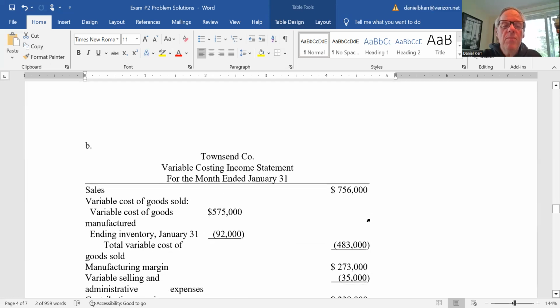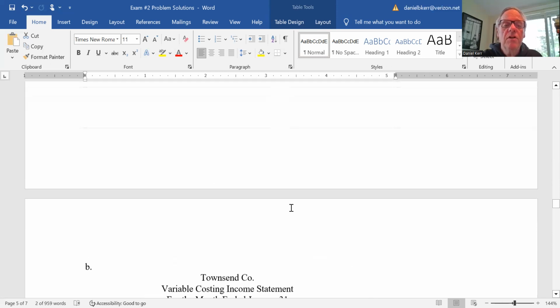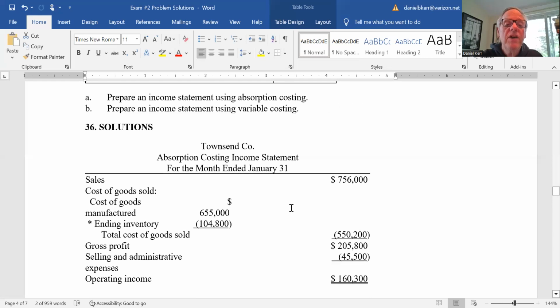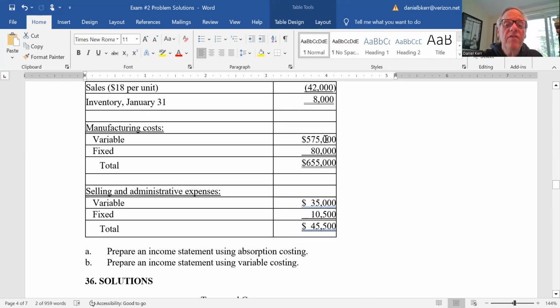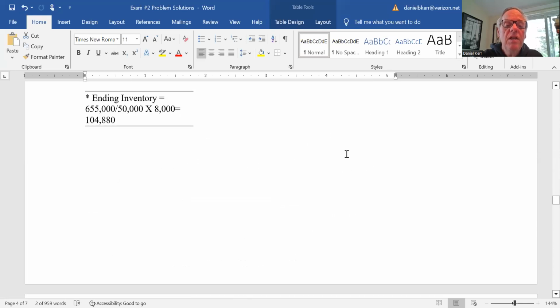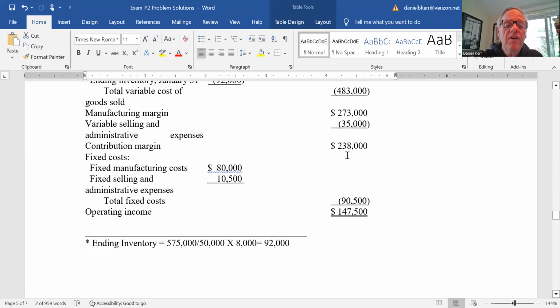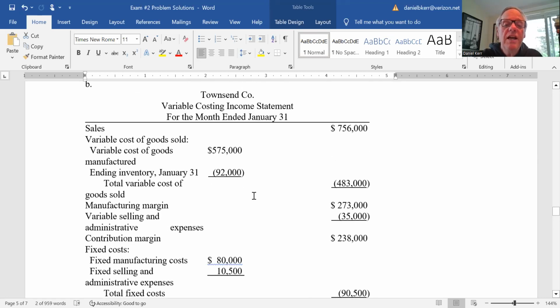than variable costing. So variable costing, the sales is the same, but your cost of goods sold is only a variable cost of goods sold. So the variable cost of manufacturing is 575,000. And then when you consider the ending inventory, the ending inventory cost is 575,000 divided by 50,000 times 8,000. So the variable cost included in the inventory is 92,000. So there is your cost of goods sold on the variable costing.